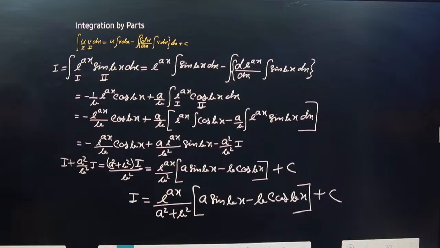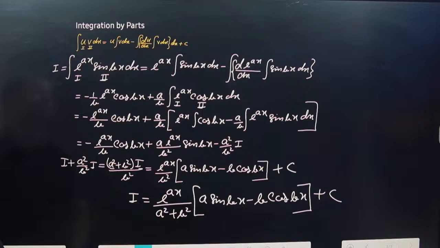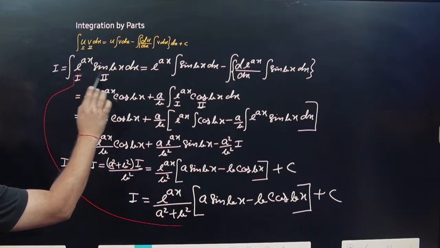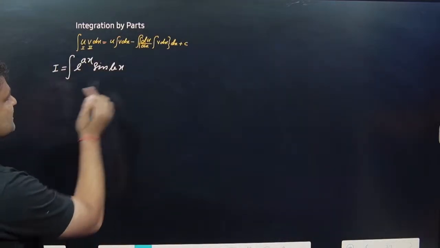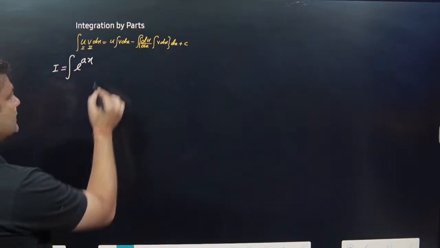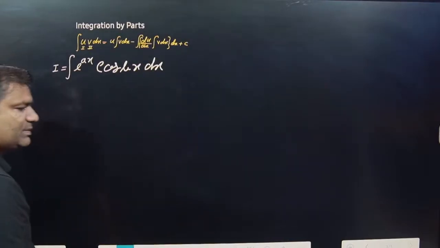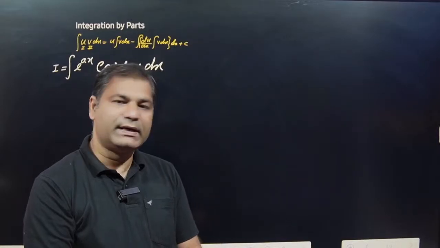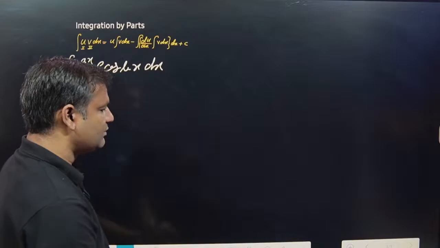So first of all, make it. Now suppose that here we have the integral of e to power ax into cos bx dx. How can we solve this type of problem? Integration of e to power ax into cos bx. How can we solve it? Simply look here.